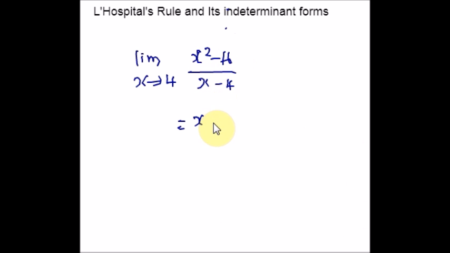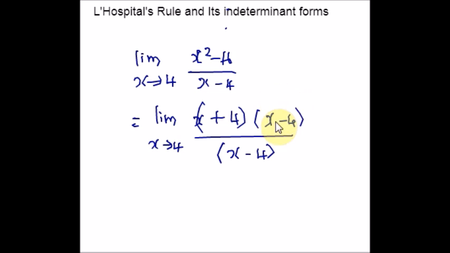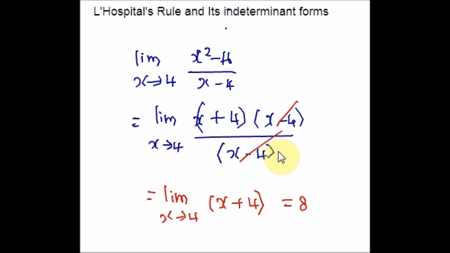I have taken the first example. First, I'm going to use the formula and factorize the numerator, and I will cancel out the common factor if possible. Here is a common factor, I can cancel this out. So in this case, if we simply factored and cancelled and took the limit, we will get 4 plus 4 is equal to 8.